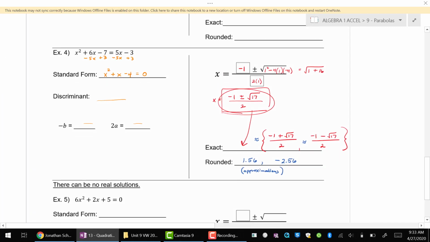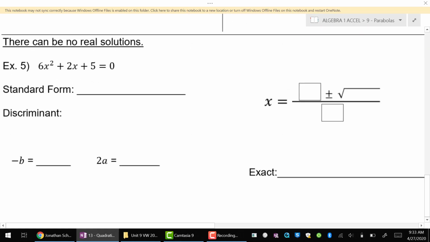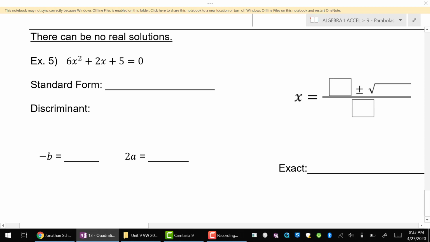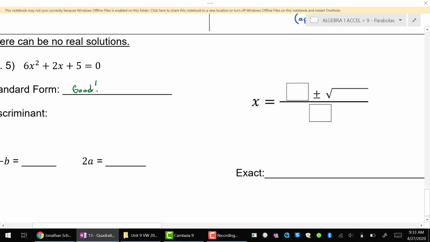All right, and finally, I thought I would maybe stop there, but I have one last thing to just talk about with you with example number 5. It is possible that there might be no solutions. Okay, here's our standard form. It's already good to go. 6x squared plus 2x plus 5 equals 0. So we are good. It's already in standard form. Let's dive into the quadratic formula. x equals opposite of b plus or minus the square root of b squared minus 4ac, all divided by 2 times a.